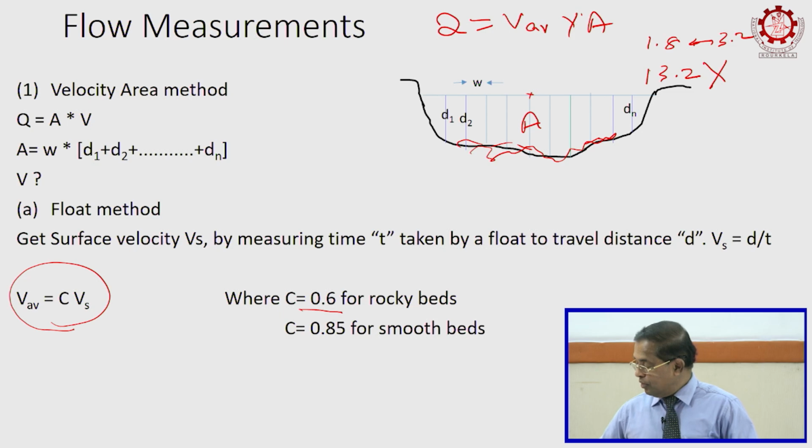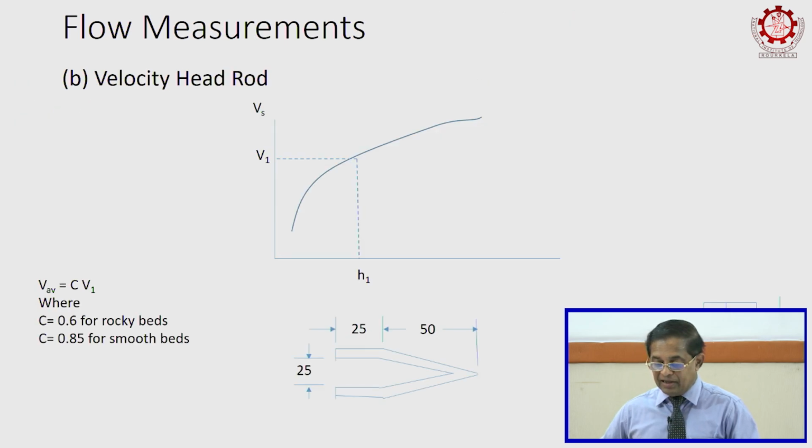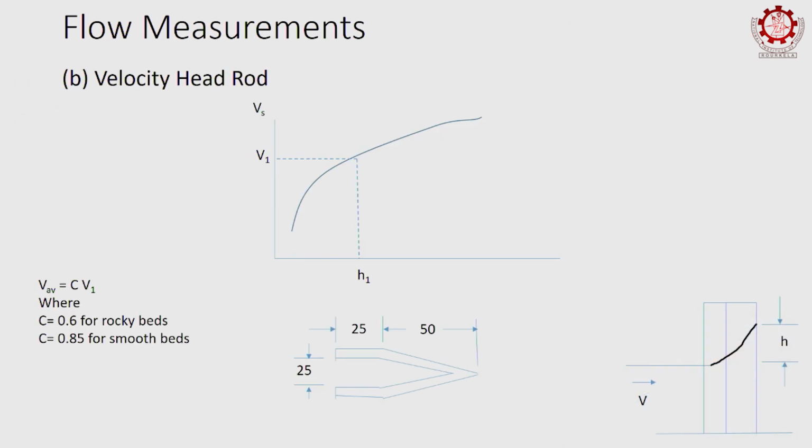And for flow measurement, there are also other methods like the velocity head rod. There is a rod with a cross section like this, and we call it a velocity head rod. We keep it against the water flow, and then the height will increase due to the impact.